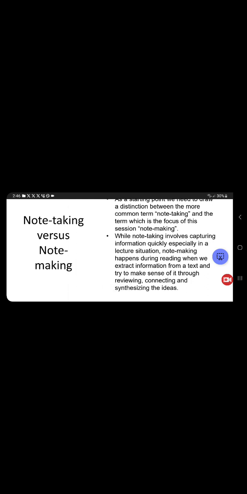So when you say someone is making notes, what is the process? What is even making notes? When someone says you are making notes, what does it mean? Now we are coming to delve more into this concept, and at the end of the day, you will be able to differentiate between the two. When you say someone is making notes, it happens during reading, when we extract information from a text. So making notes normally happens during reading.